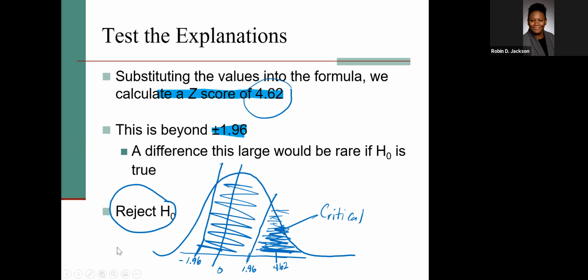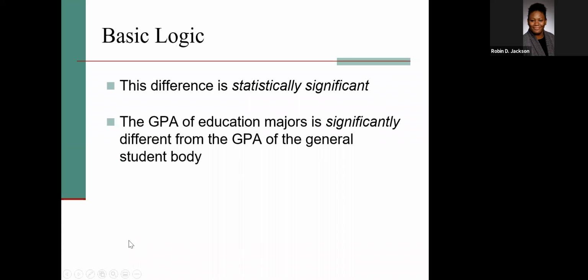In case you're sitting here and you're like, I don't get it. All this time, we've been trying to find the area in between the two numbers. Now what we want is the area beyond the numbers, okay? So just go with it. All right, so because that score fell into that area where it was beyond the z-score, we are saying that that difference is in fact statistically significant.